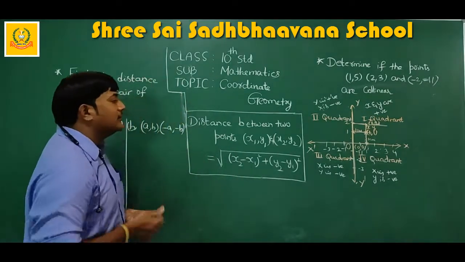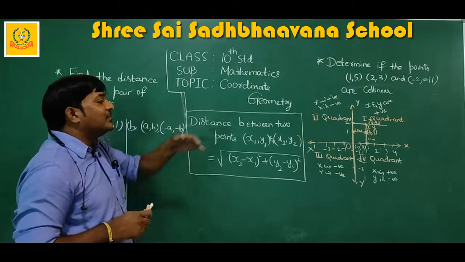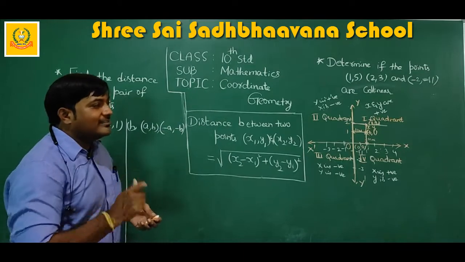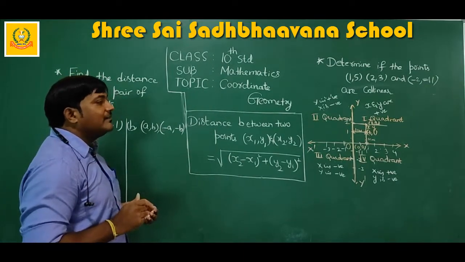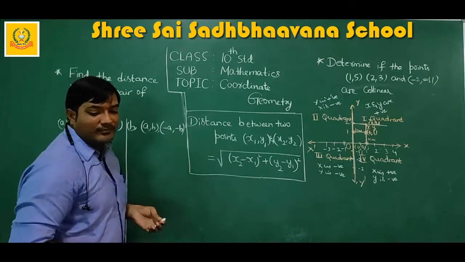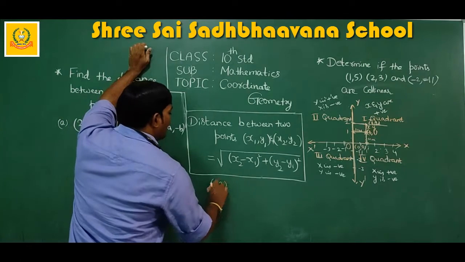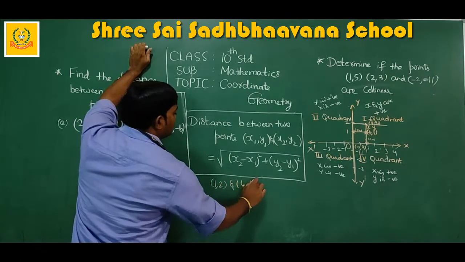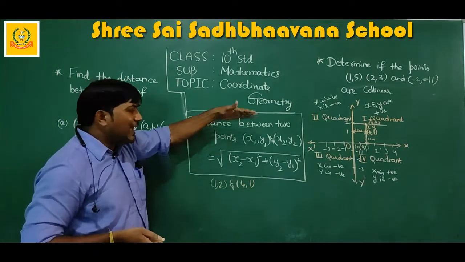So here we are going to discuss the topic which is distance between two points. So what is this distance between two points? It means we are finding the distance between any two points. For example, if you have 1, 2 and 4, 1, how do we find the distance between these two points? We have a formula.